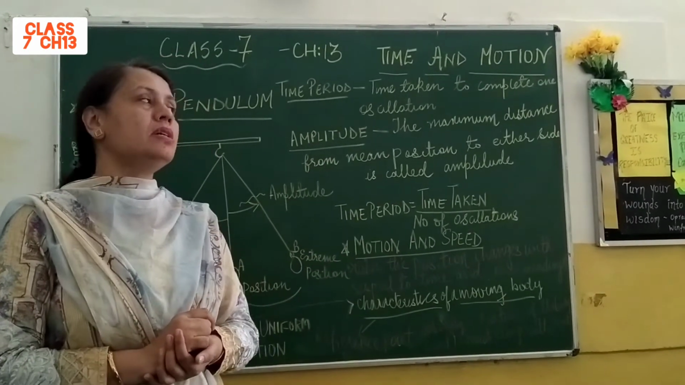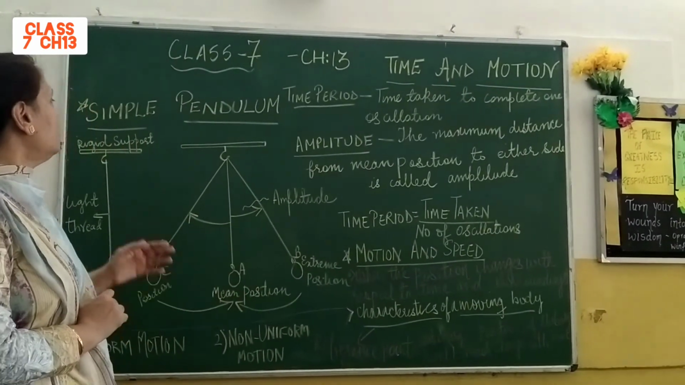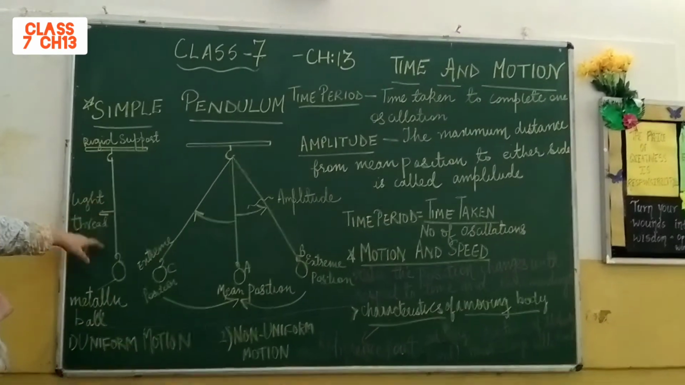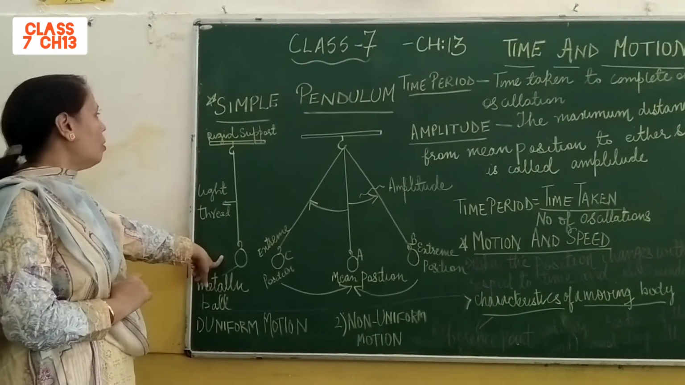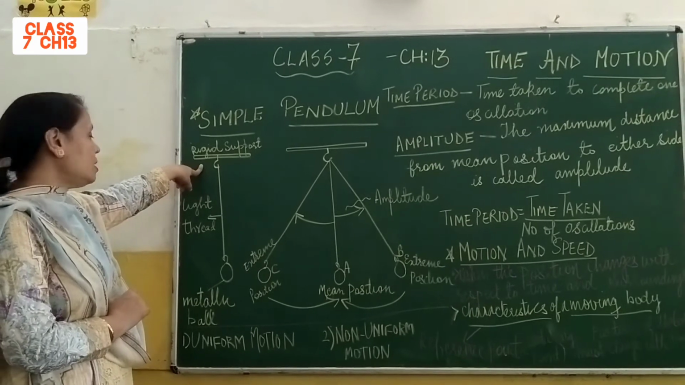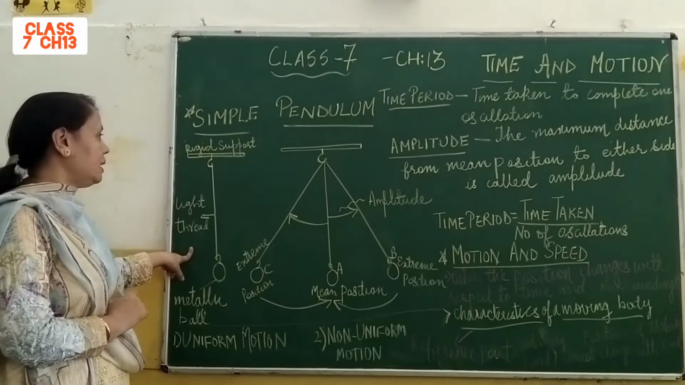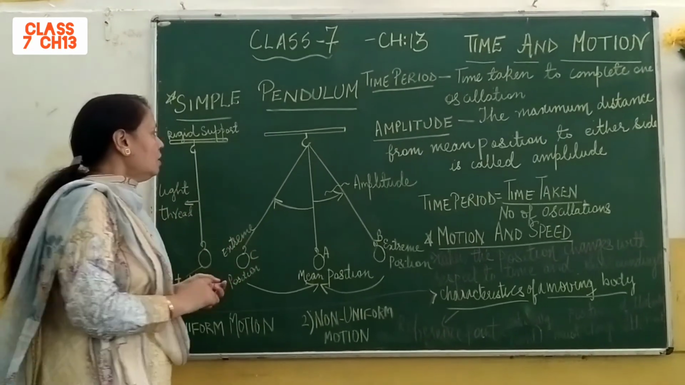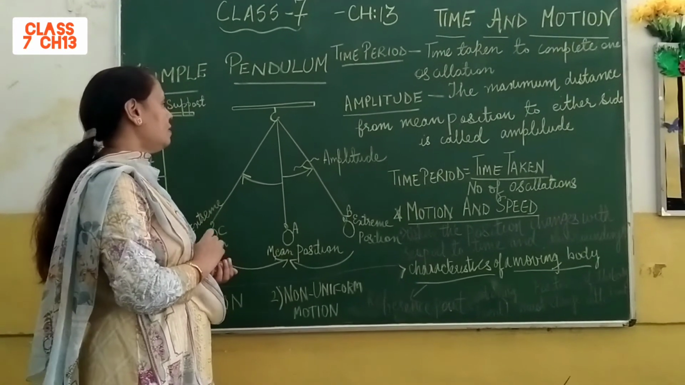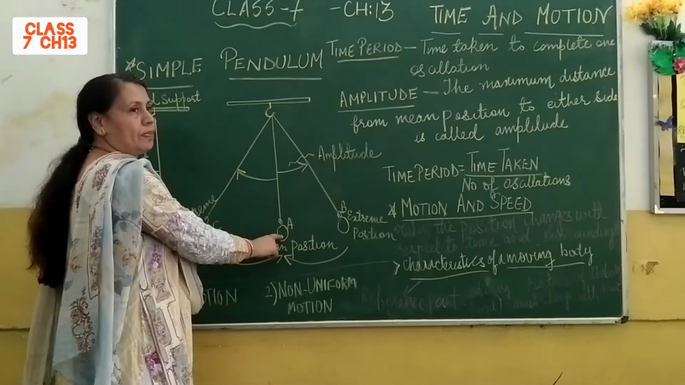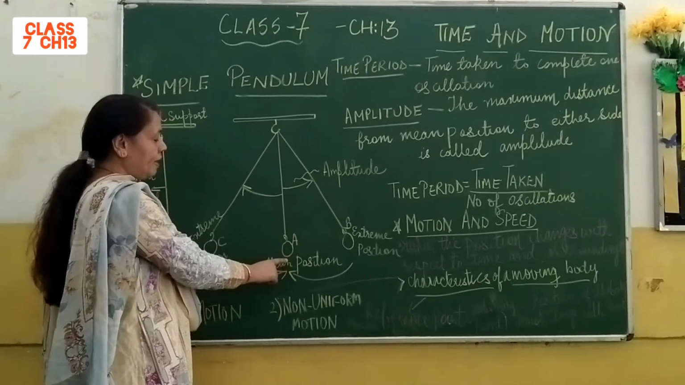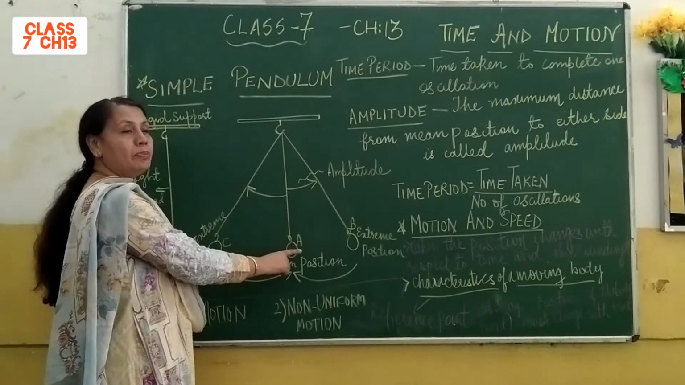Now, let us discuss the parts of a pendulum. As we discussed earlier, a pendulum is a metallic ball which is suspended by means of a rigid support with the help of a light thread. Now, there are different terms associated with the center position. When the pendulum is not moving, the center position is called the mean position.